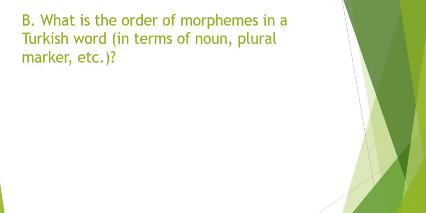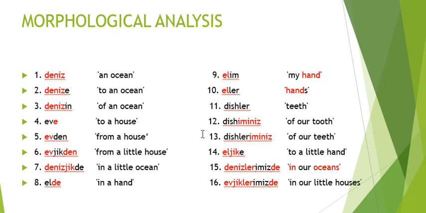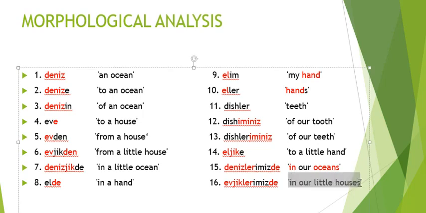Okay, let's see the other question. It says, what is the order of the morphemes in a Turkish word in terms of noun, plural, marker, etc.? What is the order? Okay, let's take this expression. In our little houses, what is the order according to this? Okay, you can see the houses is ev.